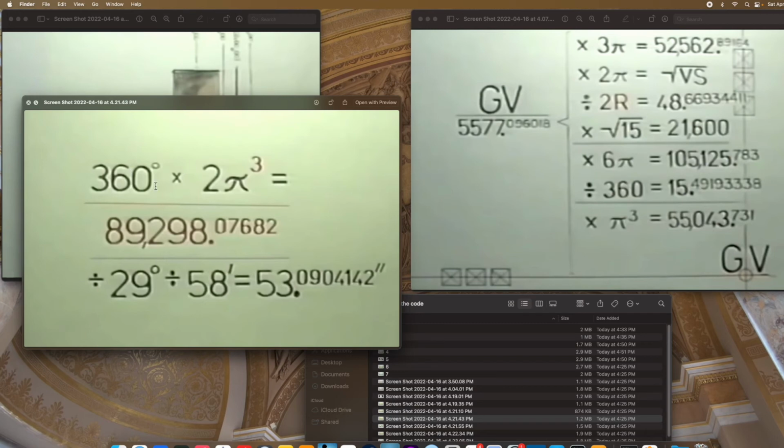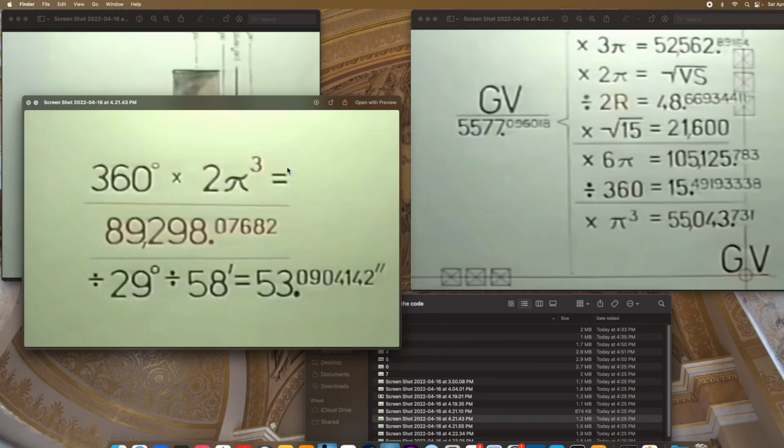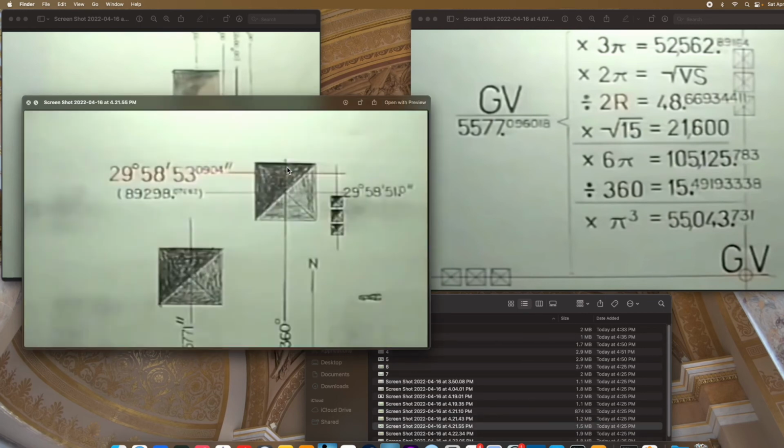But you multiply it by 360, which is, you know, the circular code system we've been working with the whole time. You get 89,298, which of course hides the position of the north face pyramid, 29 degrees, 58 minutes, 53 seconds. That multiplies to 89,298. And notice how it's not the apex. We'll get to that. This is just the north face of the pyramid. This is clue number 1. Okay? So the tangent of the circumference of the Earth raised to the 9th power times 360 equals the position of the north face of the pyramid.